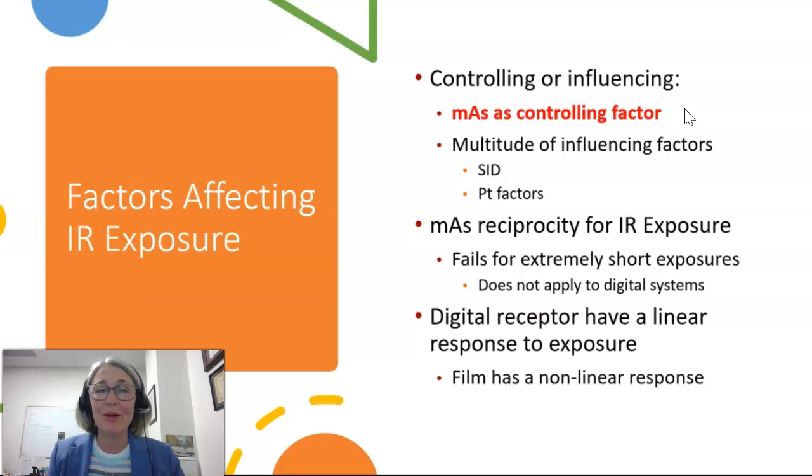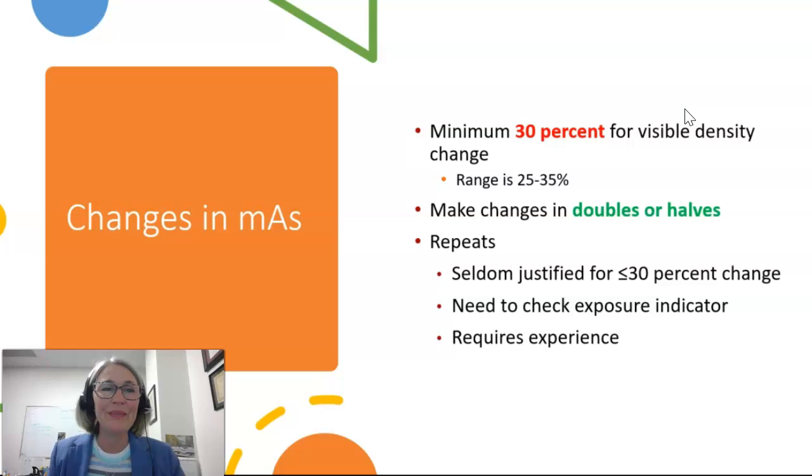Okay, so there's a lot more room to fix errors with the digital system compared to film. Changing the mass. Now, we've talked about this prior, a minimum of 30% change is needed to see a difference in your IR exposure. Now, your book does talk about a range from 25 to 35. Great, 25 to 35% you need to change in order to see a visible IR change in density. So we typically just say 30%. Make sense?